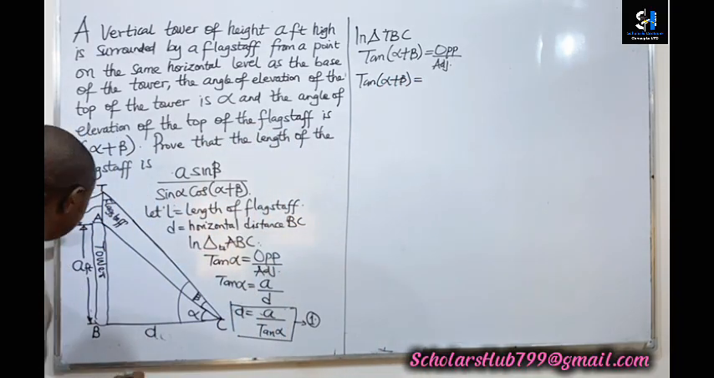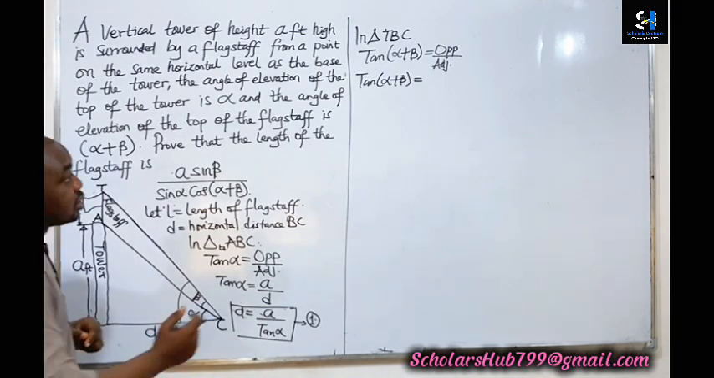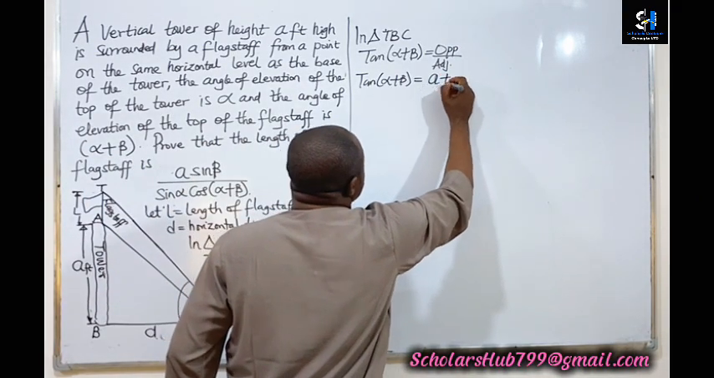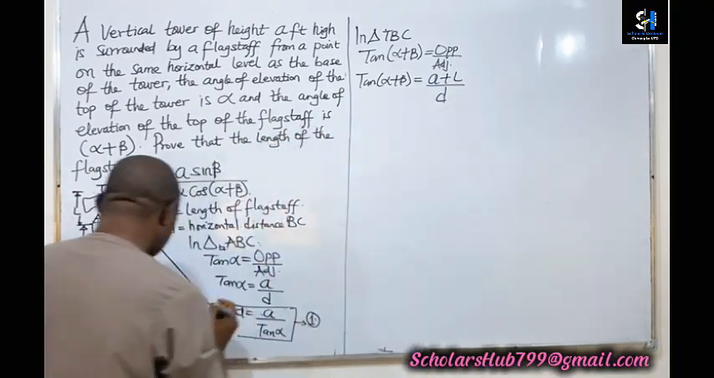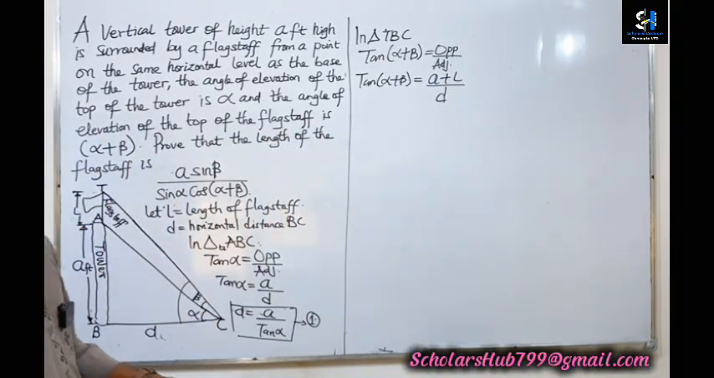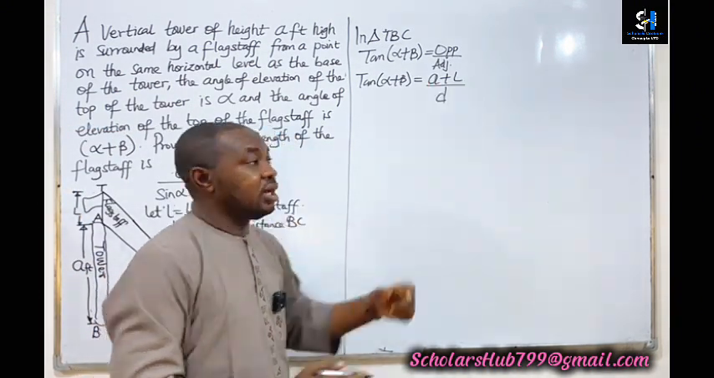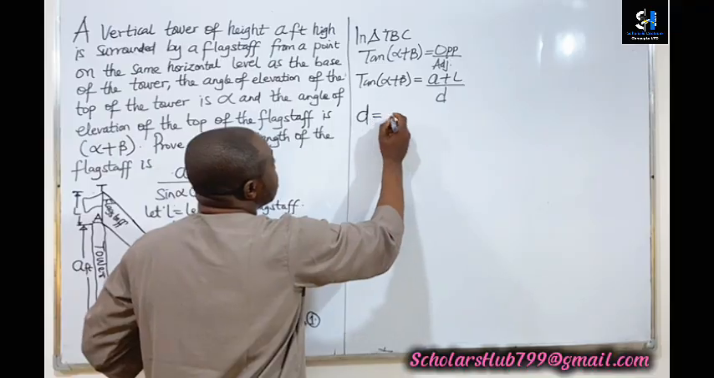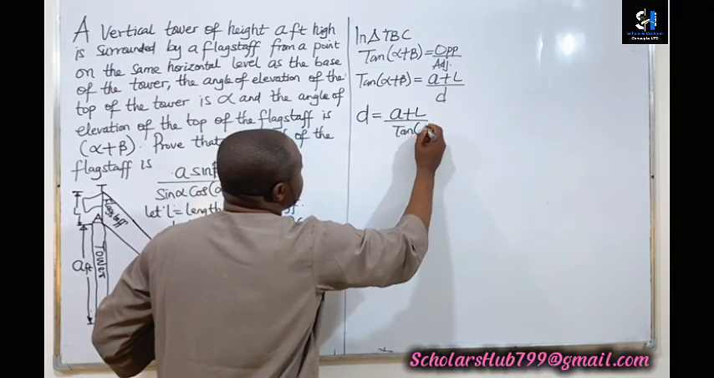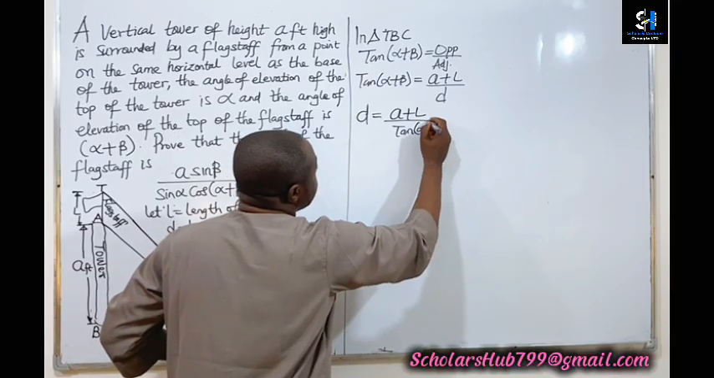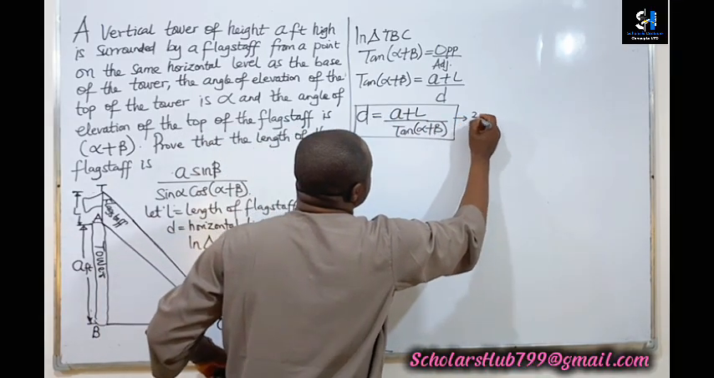The opposite will be the addition of the length of the flagstaff and the height of the tower, so that will be A plus L. The adjacent is D, which is the horizontal distance. Again, I'm going to express D in terms of A plus L. So D in this case will be A plus L over tan of alpha plus beta. This is the second equation.